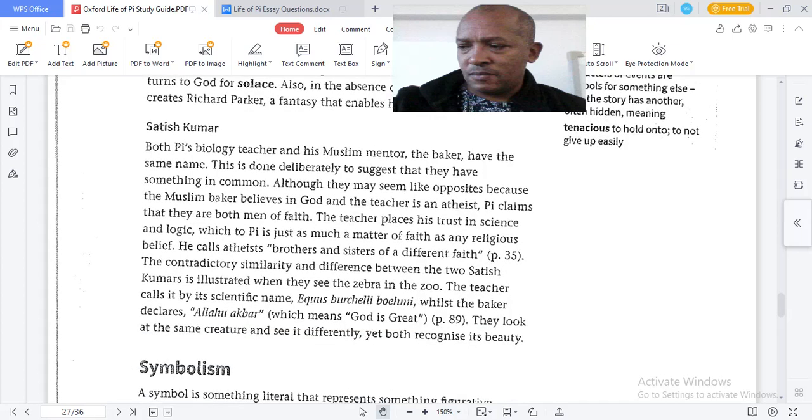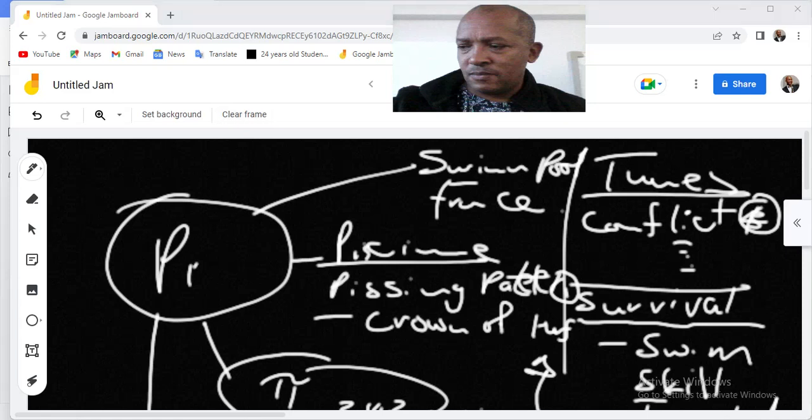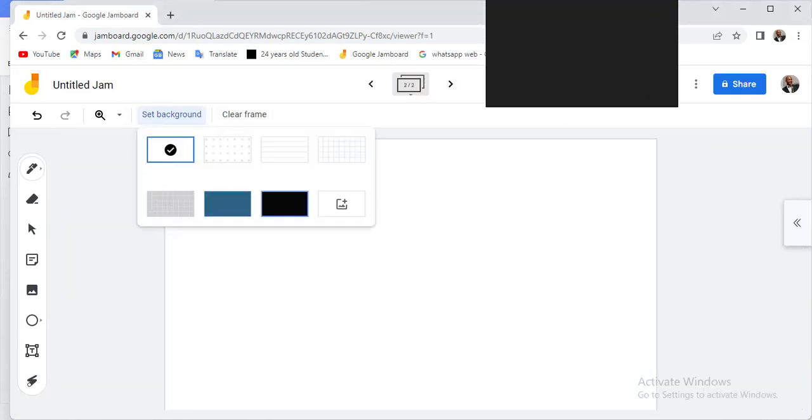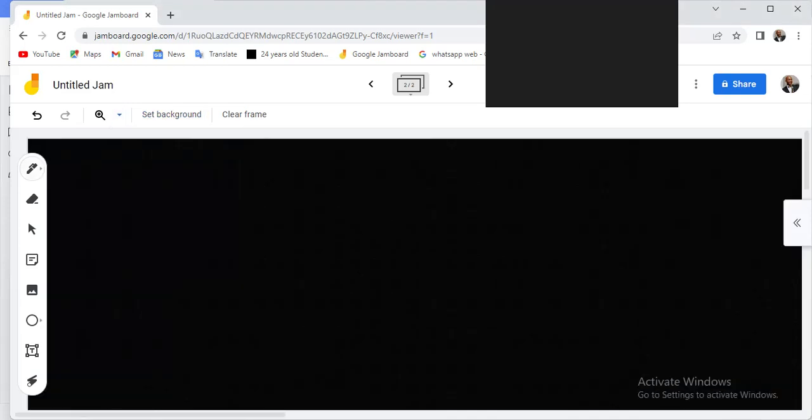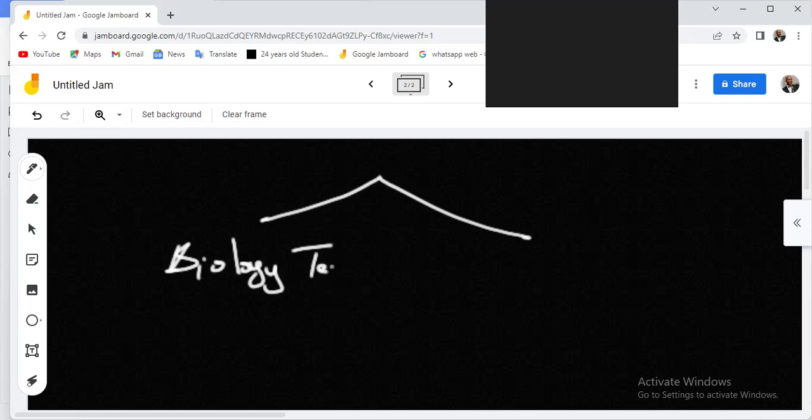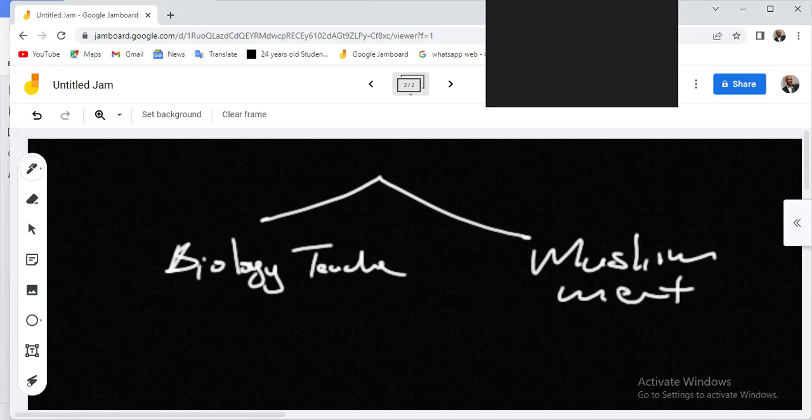Let's talk about Mr. Kumar, both Pi's biology teacher and Muslim mentor. So you're going to say the biology teacher, and then you're going to go his Muslim mentor. You put his name here, Mr. Kumar.